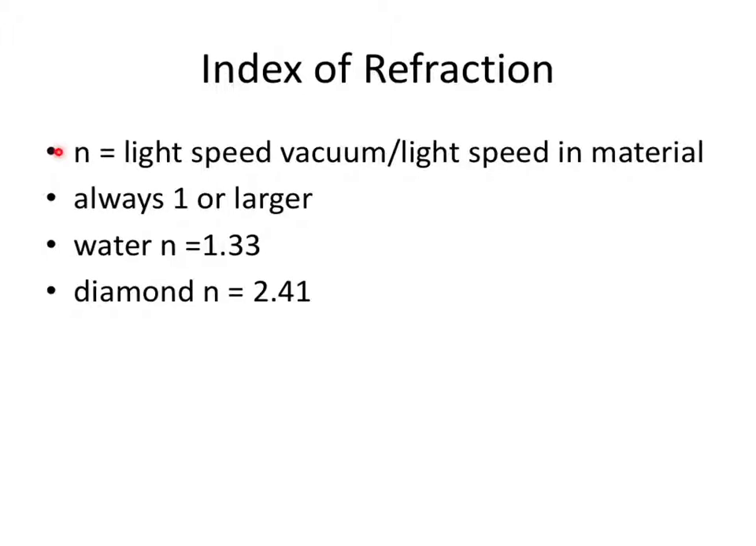Air has an index of refraction just about 1. And that's because the speed of light in a vacuum divided by the speed of light in air is just about the same thing. Water, on the other hand, is 1.33. So in other words, when you divide the speed of light in a vacuum by the speed of light in water, you get 1.33. You can see, if you know this, you can figure out actually what the speed of light in the material is. Diamond, light travels very slow in diamond. That's got one of the largest indexes of refraction, 2.41.